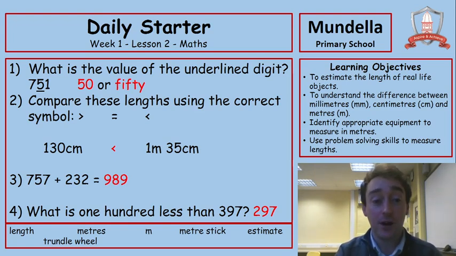You might notice as well that at the bottom of this slide, we have some new words there. So we've got length, metres, the sign for metre that we're going to use, meter stick, estimate, and trundle wheel. And you're going to see these words, this is our vocabulary for all of the slides and all the work we're going to be doing today.